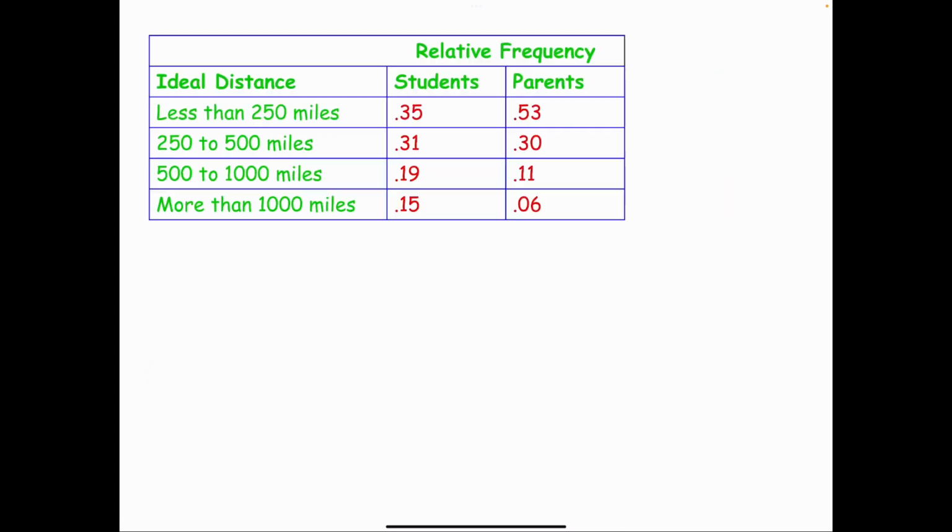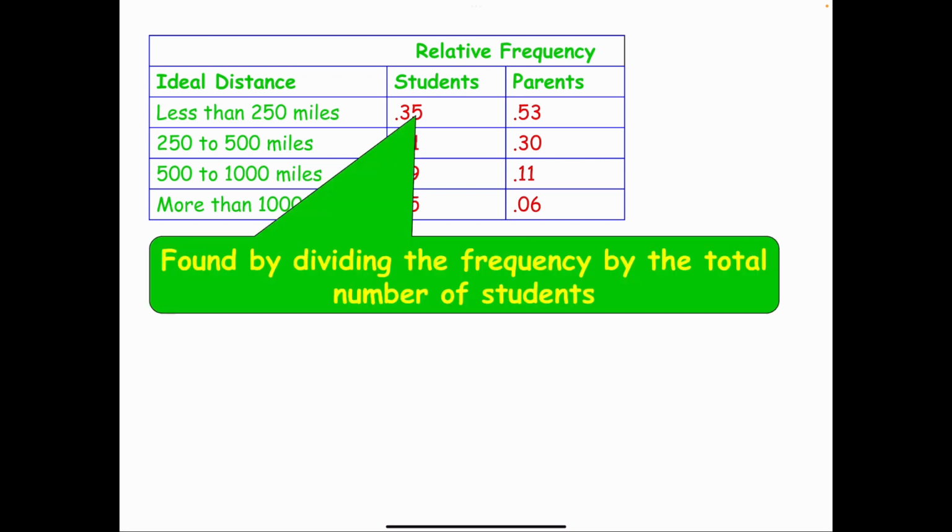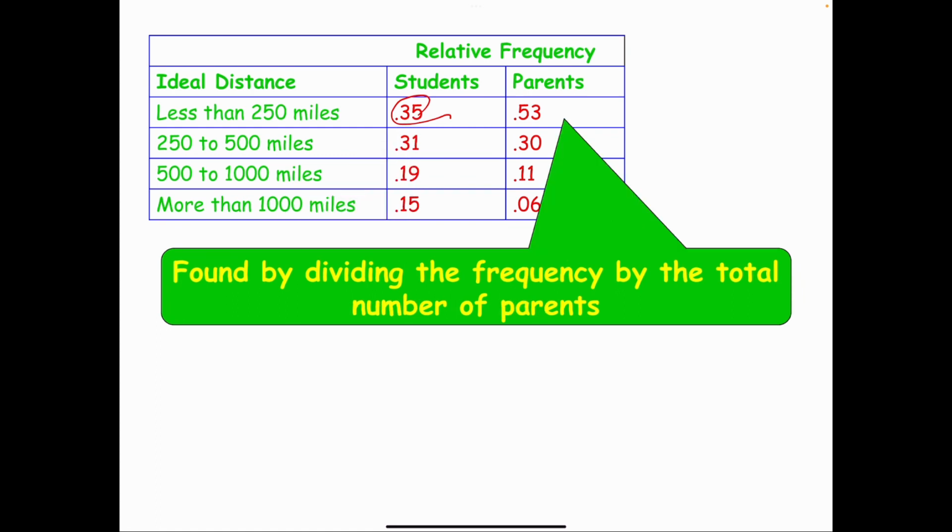What should you do first? First, you should obtain the relative frequency. How do you obtain this relative frequency? By dividing the frequency by the total number of students. You take the number of students who replied with less than 250 miles, and you divide this number by the total number of students, and you will get this number. And the same for parents.